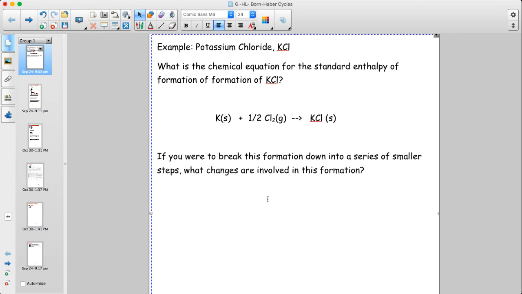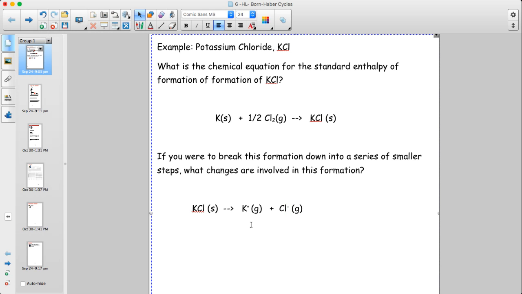Now, in order to make an energy cycle, we're trying to think about what are all the smaller little changes that we can undergo that would add up to this overall reaction. So if we think about some of the enthalpies that we've learned before, we've talked about the lattice enthalpy. Lattice enthalpies have to do with ionic compounds, and that's the enthalpy change for the KCl solid to turn into K plus and Cl minus, both in the gas phase.